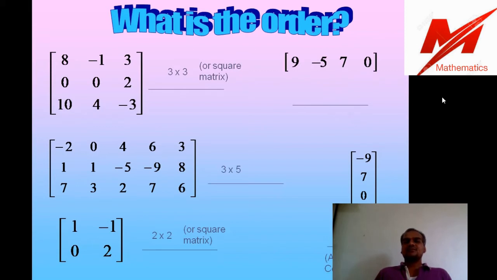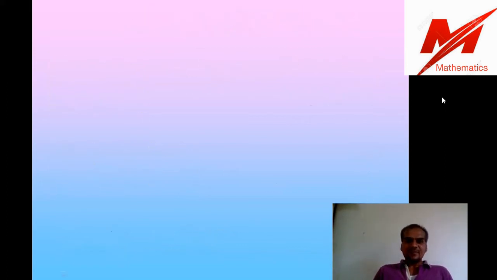Next, 9, minus 5, 7, 0. In this case we have only one row and 4 columns. It is called a row matrix. So the order of this matrix is 1 by 4. The 1 tells us how many rows there are, and the 4 tells us how many columns there are. That is the order of a matrix. All of you easily got what we mean by order. The order of a matrix defines the size or type of the matrix.